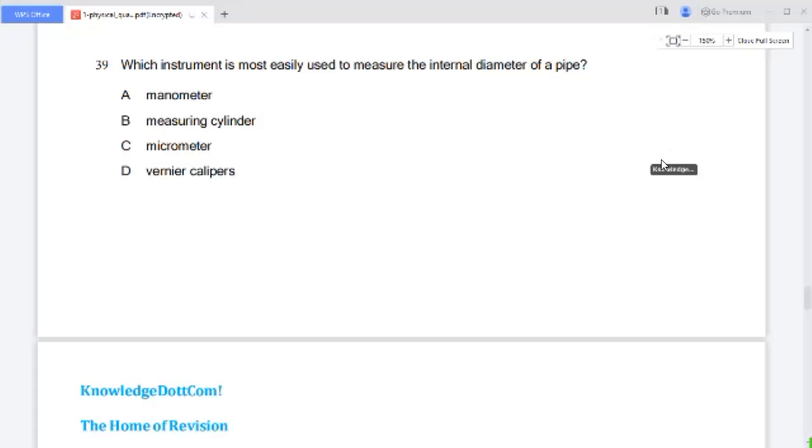Question number 39. Which instrument is most easily used to measure the internal diameter of a pipe? So for internal measurement we have only one option, which is the Vernier caliper. A micrometer is unable to measure the internal diameter, and the measuring cylinder is not suitable either. So our correct option is only D.